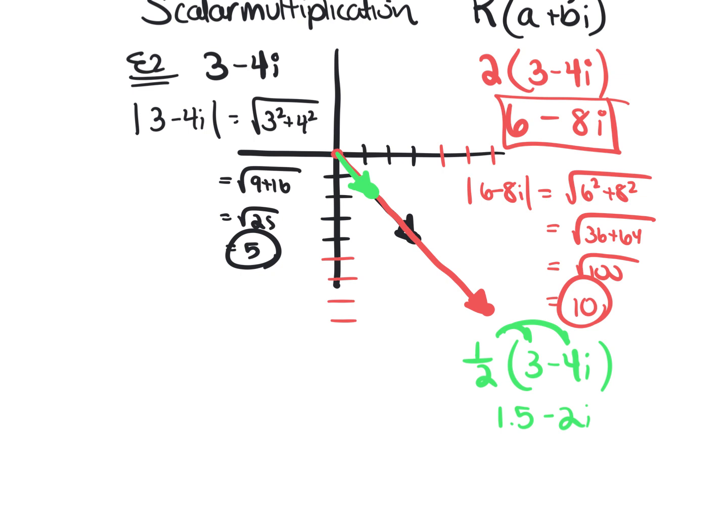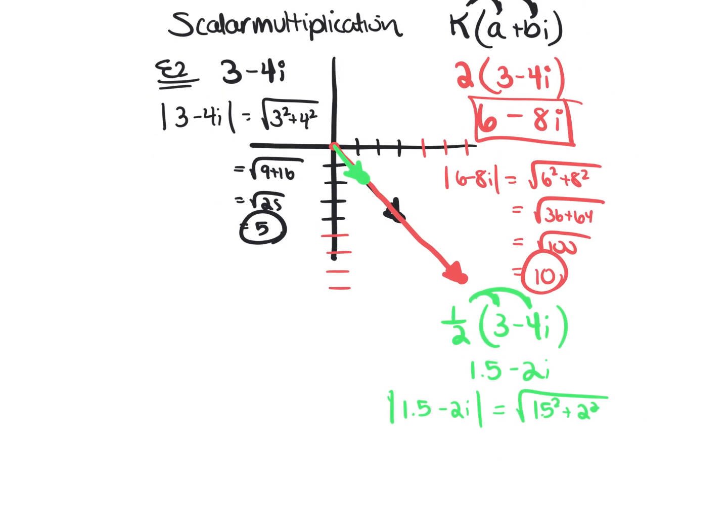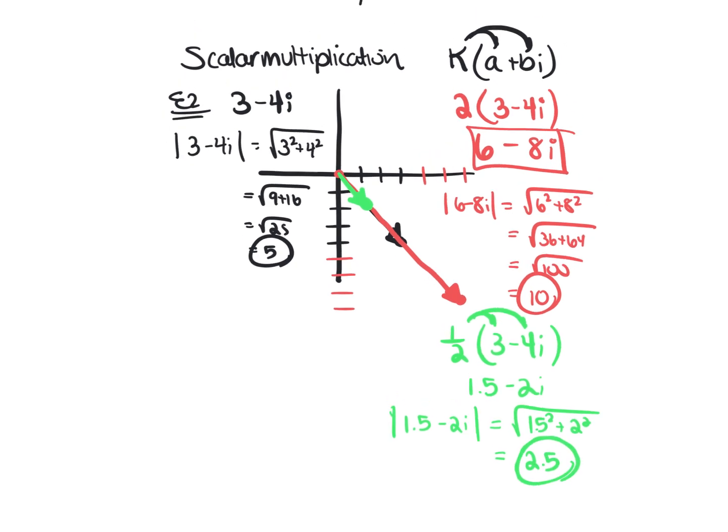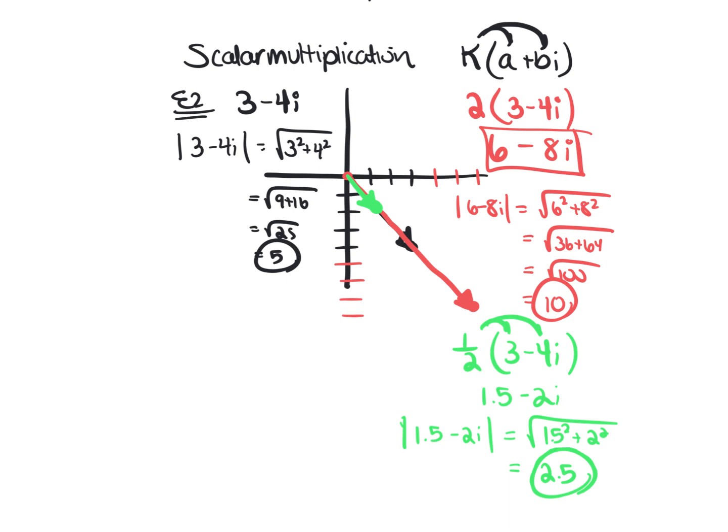So think about, what is that distance compared to the original 3 minus 4i? Is it half? Can we try it? Can we use our calculator maybe? If we want to take the absolute value of 1.5 minus 2i, that's going to be the square root of 1.5 squared plus 2 squared. If we plug that into our calculator, we should get that that is equal to 2.5. So it makes sense. We started with 3 minus 4i, which was in black there, and had a modulus of 5.